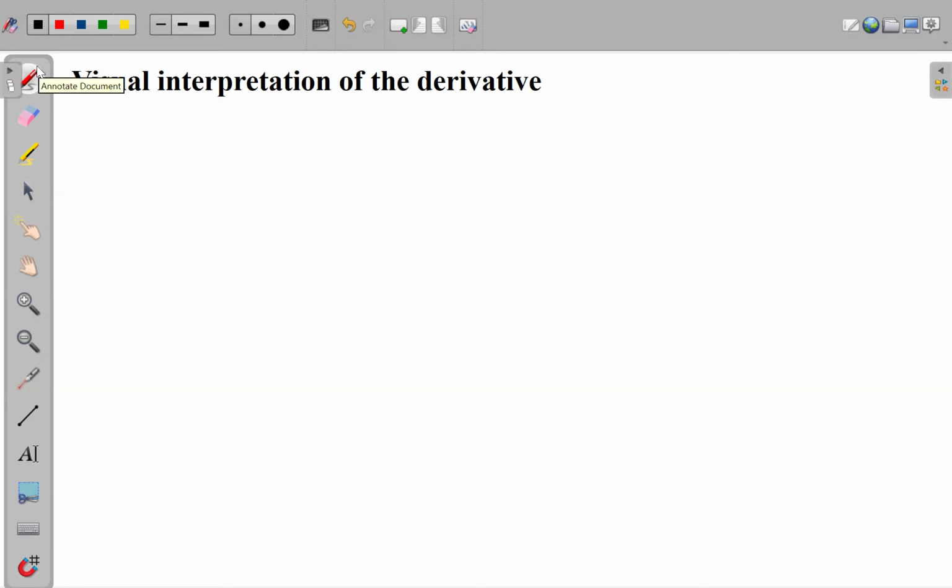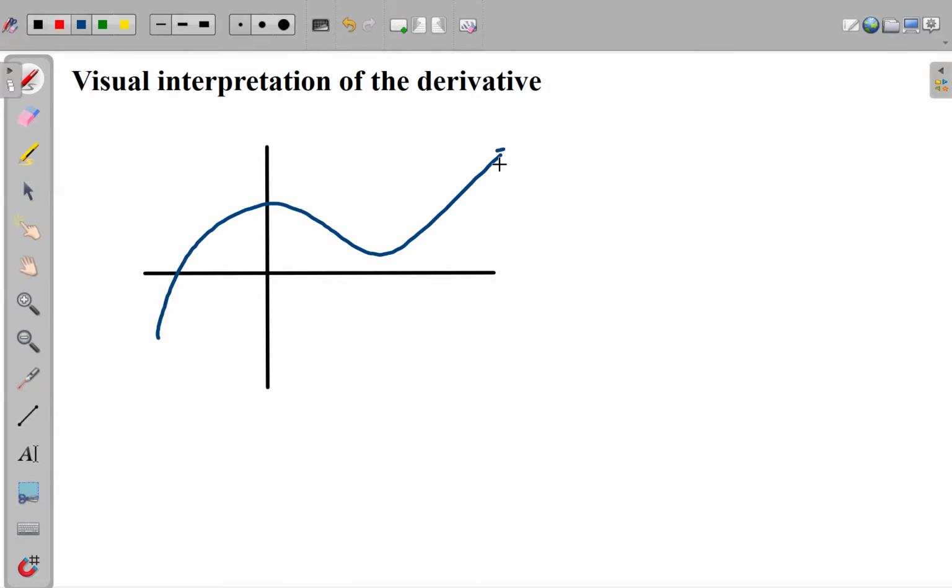We want to look at the visual interpretation of the derivative today. You will recall when we started introducing this, we said the power of calculus is that it affords us the ability to calculate the gradient at a point. I'm just going to set up a number of points of interest here, and then that will be the focus of our discussion.